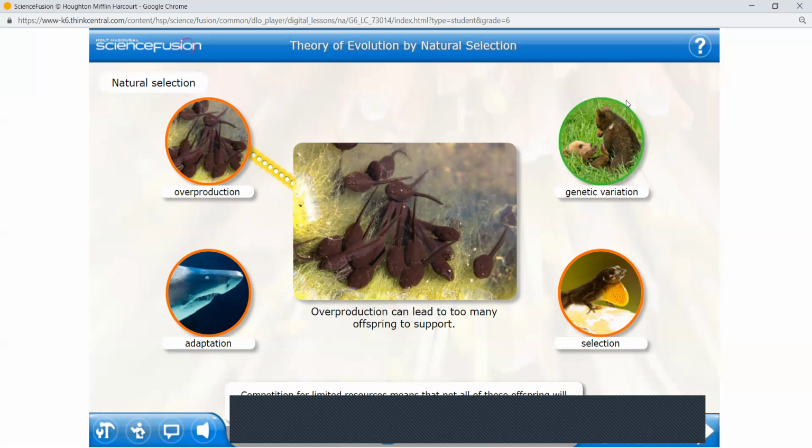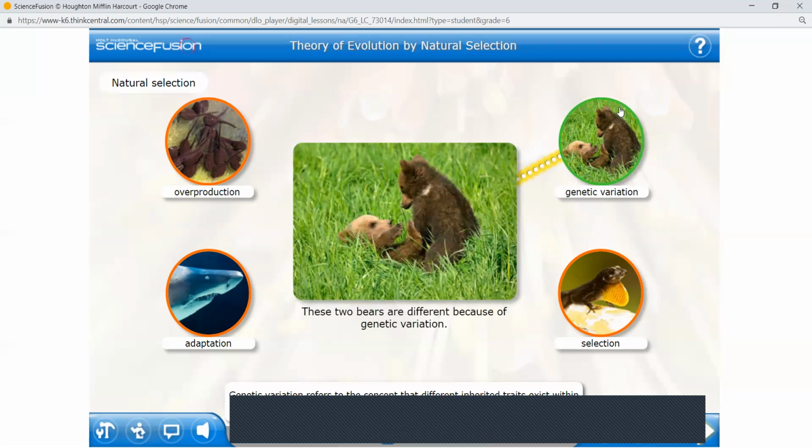Next, we have genetic variation. Genetic variation refers to the concept that different inherited traits exist within a single population. Another source of genetic variation in a population is genetic mutation, or change in genetic material. Because of genetic variation, most species of organisms have differences among individuals. Like, see, we have different colors of breeds coming out, giving a new color.